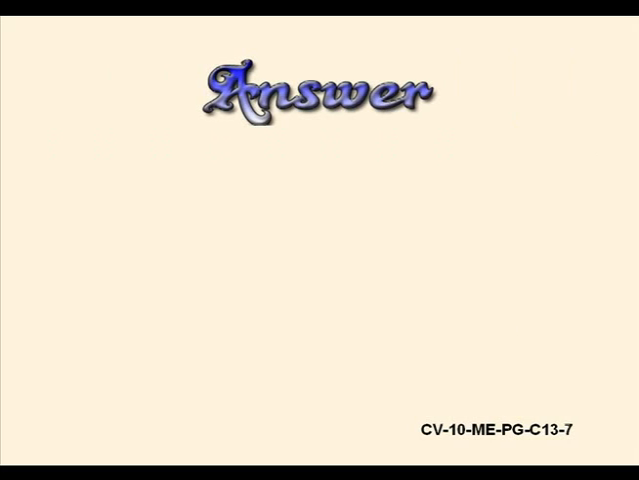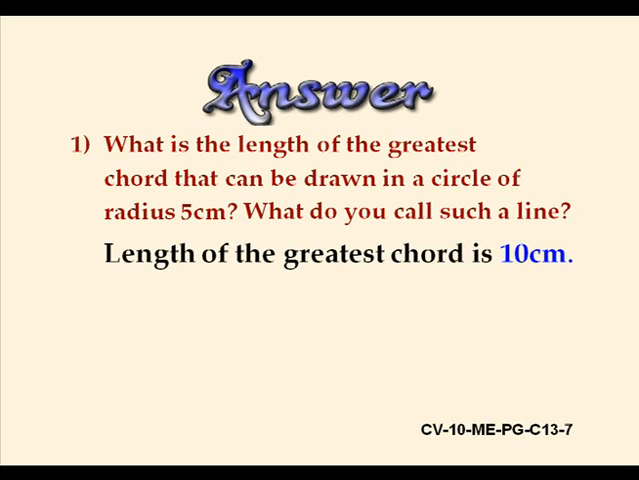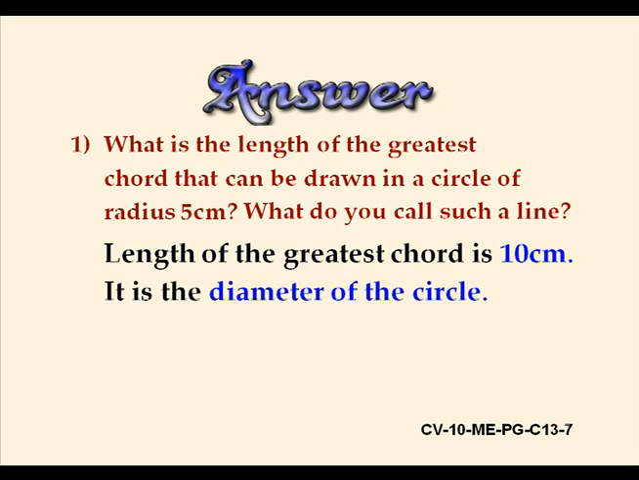Answer. First, let us answer the first question. What is the length of a greatest chord that can be drawn on a circle of a radius 5 cm? What do you call such a line? The answer is length of a greatest chord is 10 cm and it is the diameter of the circle.